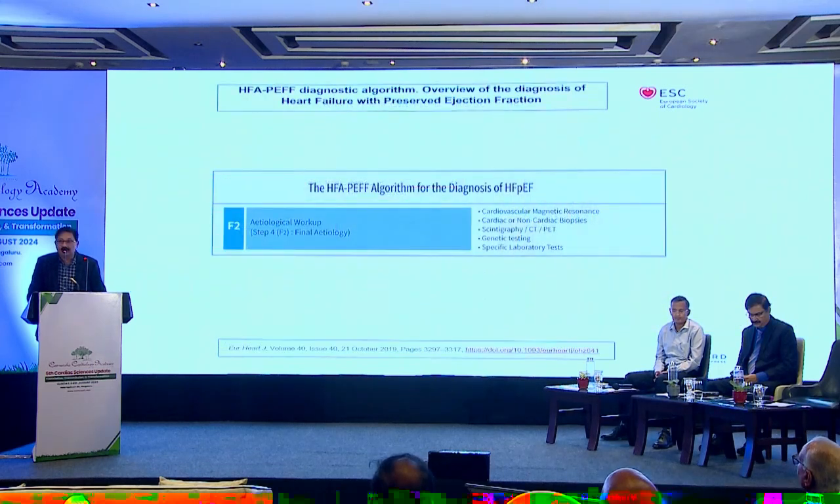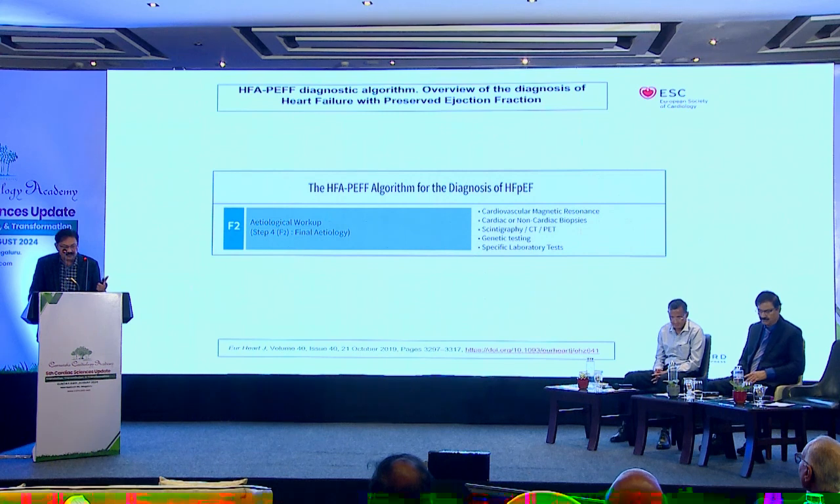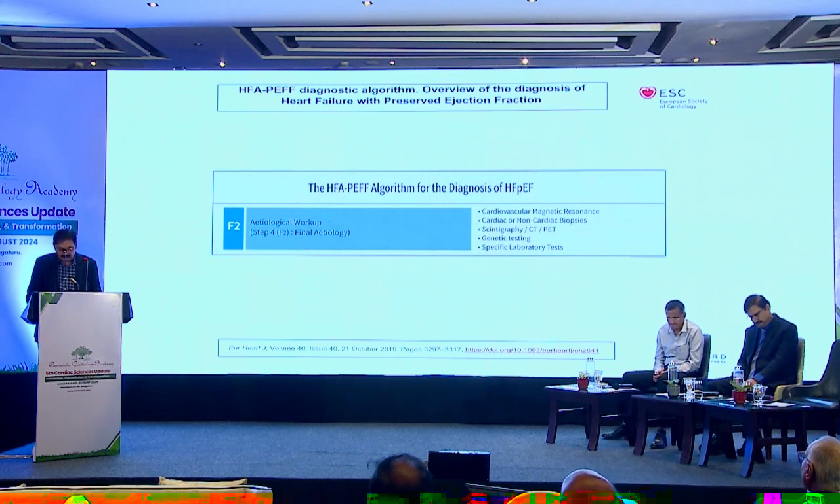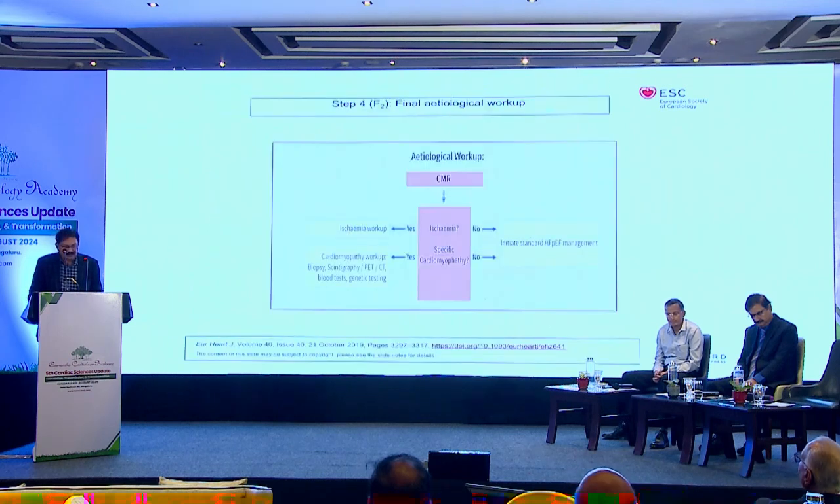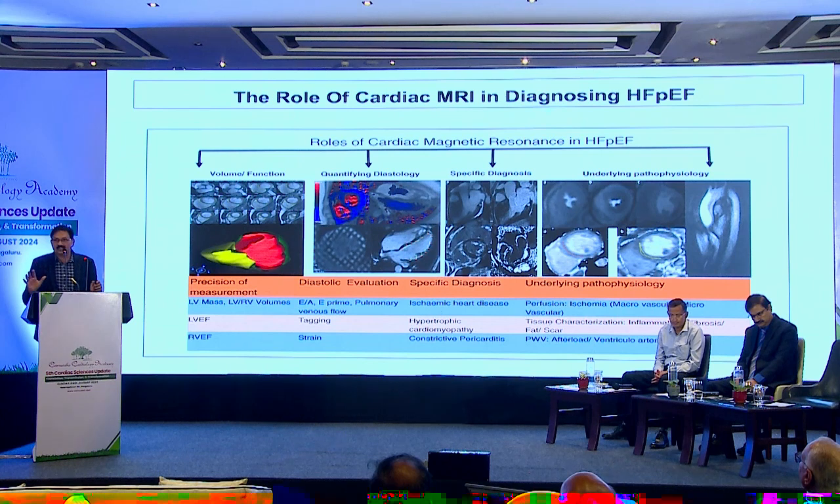Next up is the other more advanced ways in which you can investigate the patient, including cardiac MRI, cardiac biopsies, scintigraphy or CPET, genetic, and of course specific laboratory tests including a biopsy. So I'll quickly run through that. You can get an etiological workup based on the cardiac MRI. So in one slide, if I have to tell you what is the utility of heart failure with preserved ejection fraction, here it is. Precision of measurement in terms of LV mass, LV volumes, RV volumes, and so on.